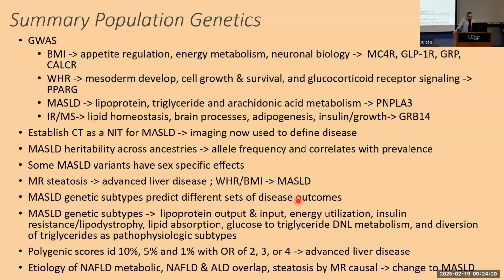And then our work has helped establish CT as a non-invasive test for MASLD. And now, as many of you know, we're using imaging more than biopsy to define the disease. MASLD is heritable across ancestry, and the allele frequency correlates more with prevalence than the effect sizes. Some of the variants have sex-specific effects, and MR and steatosis does say that that's causal for advanced liver disease, and waist to hip ratio and obesity measures are causal for MASLD. And MASLD genetic subtypes predict different sets of disease outcomes, and we have different MASLD genetic subtypes, polygenic scores, and the etiology of MASLD is metabolic disease.